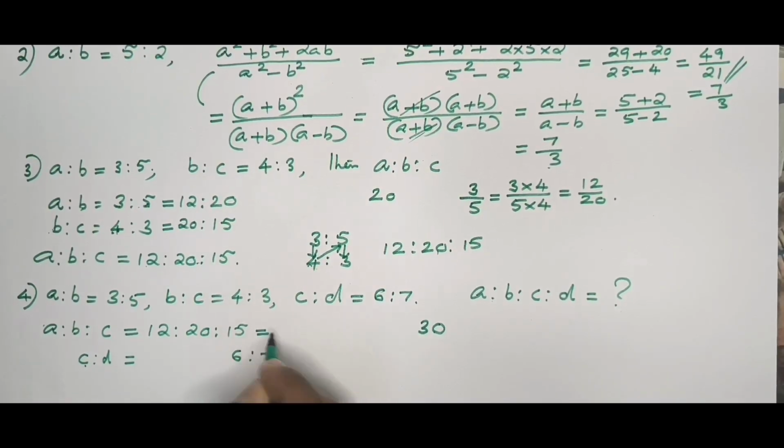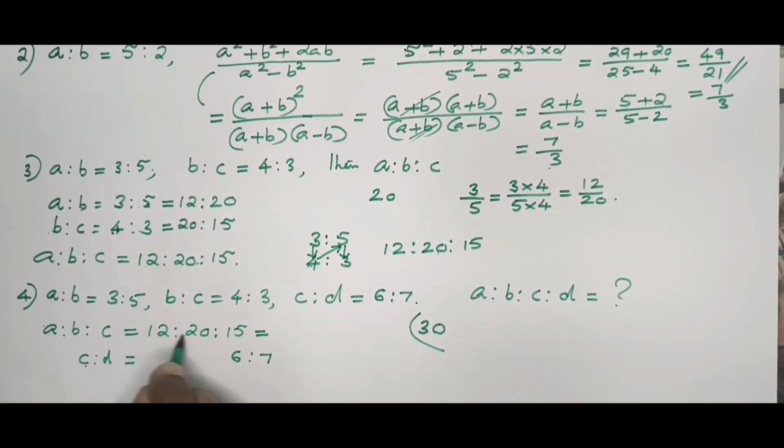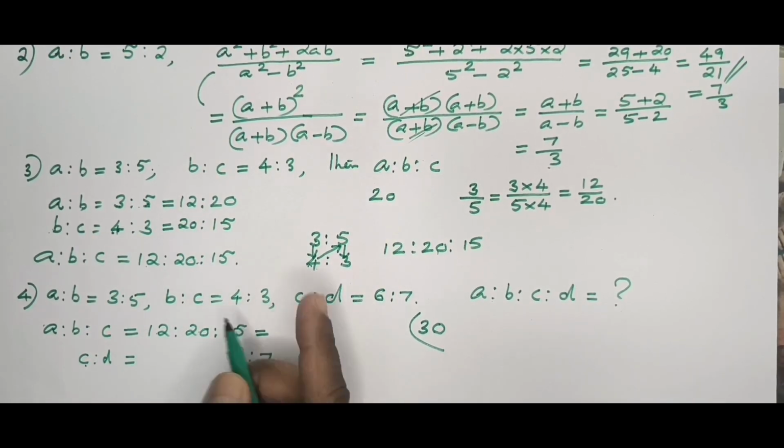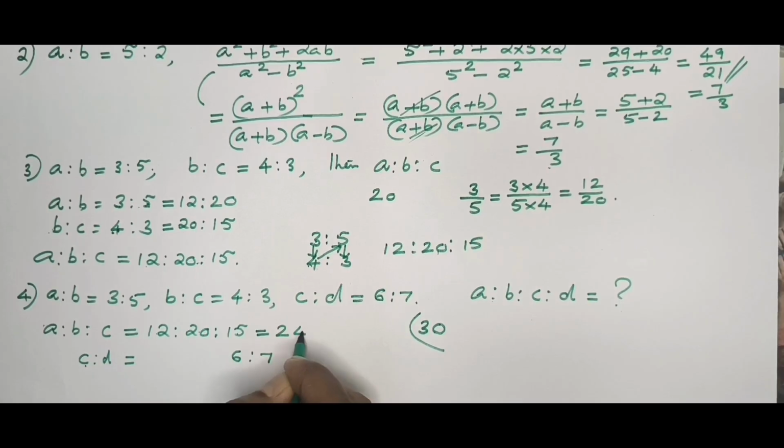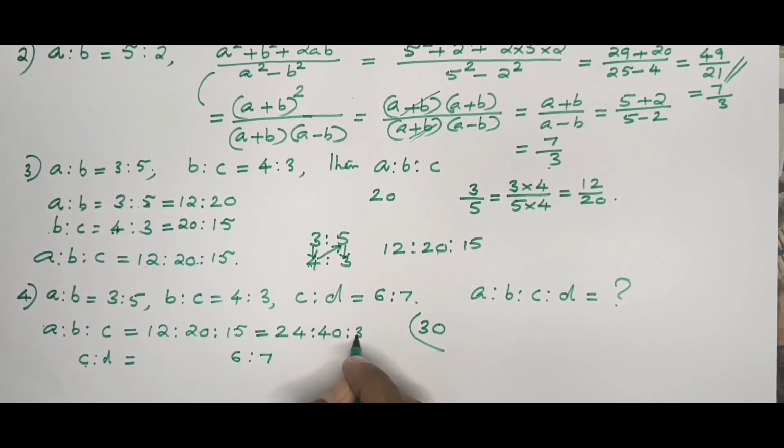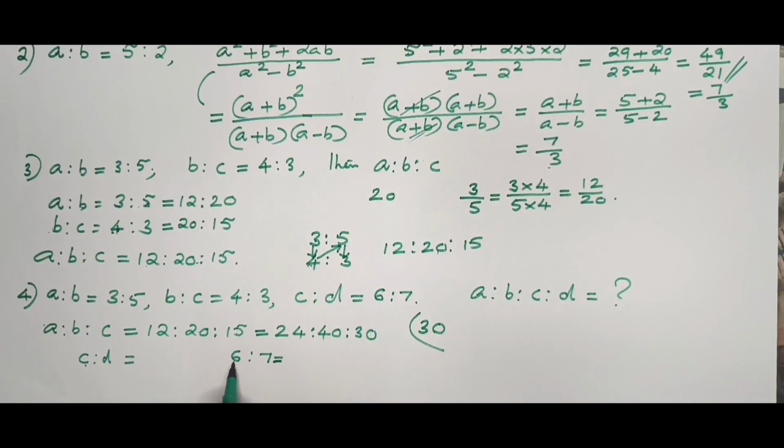So, how do you bring 30 here? You multiply this ratio throughout by 2. That ratio will not change. I have shown that before. So you get 24, 12 into 2, 24, 20 into 2, 40, 15 into 2, 30. Now how do you bring 30 here? Multiply both the terms of this ratio by 5. So 6 multiplied by 5, 30. Then 7 multiplied by 5, 35.